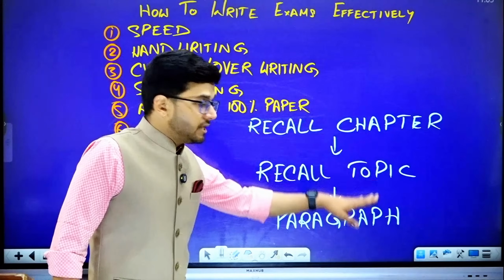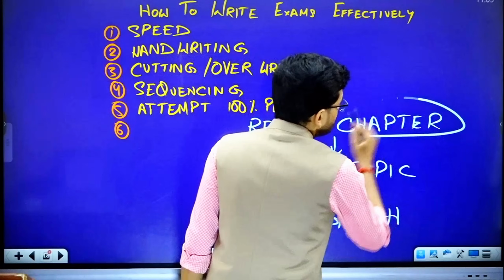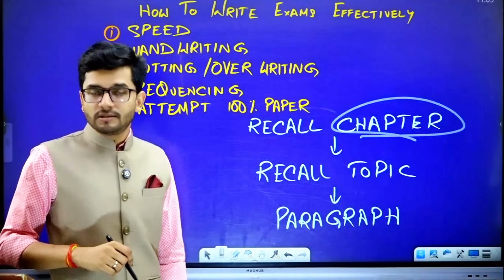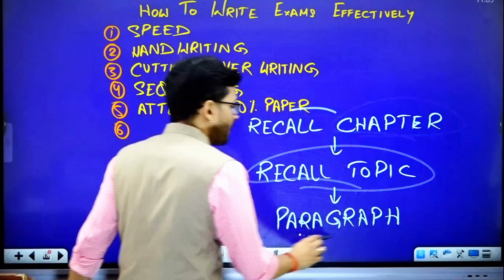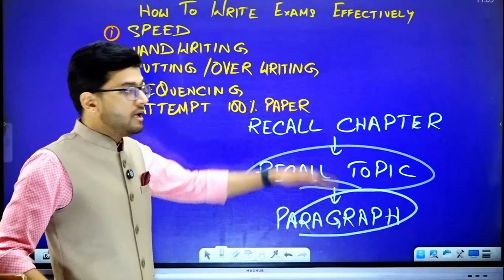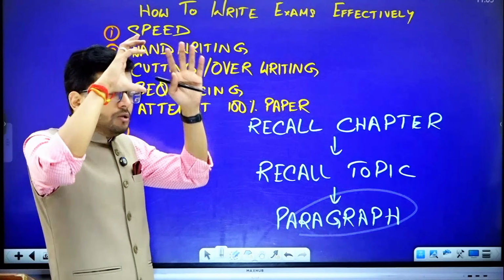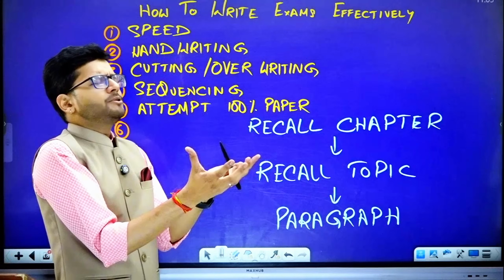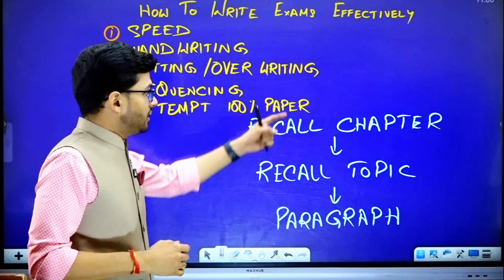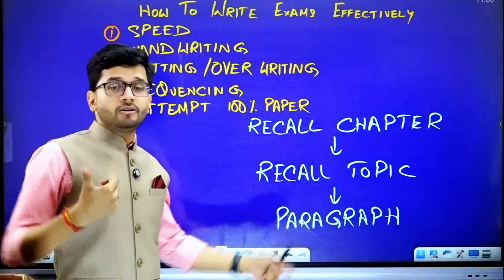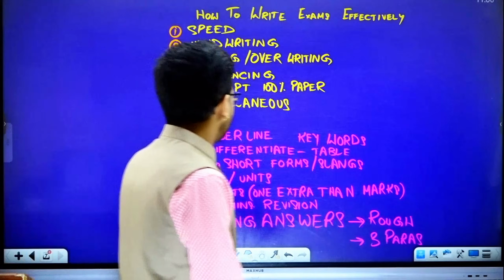And the effective way of attempting a particular question is, recall the chapter from which this particular question is there, then recall the topic from which this particular question is there, and then recall specific paragraphs. If you follow this process, you'll be able to wholesomely recapitulate what you had studied. It's a very effective way of recalling your entire answer. So use these steps to recall whatever answer you want to recall.